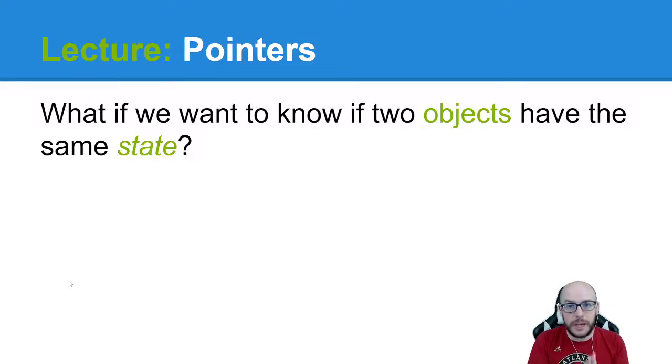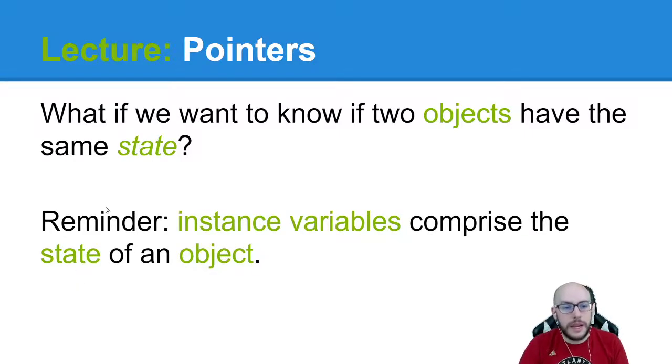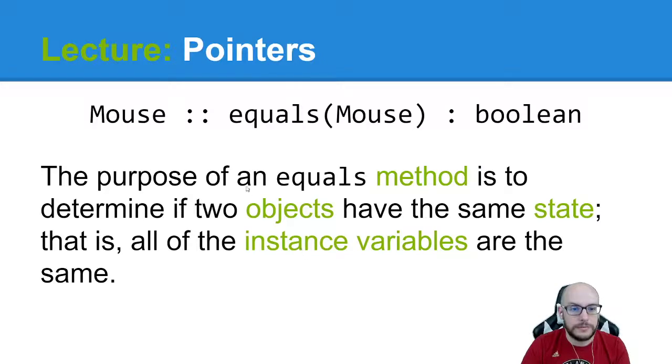Because it's possible to have two objects that have the same state but be different objects. Right? State, as you'll remember, is comprised of instance variables. All of the instance variables are what I'm talking about when I'm talking about state. Okay? For that, that's where the equals method comes in. You've seen an equals method. We've used it with string, right? The equals method is to determine if two objects have the same state.